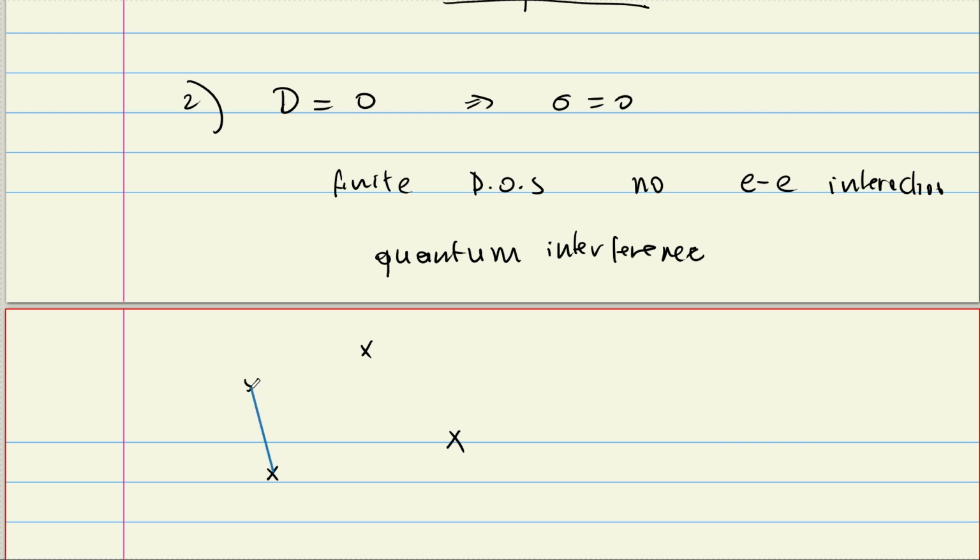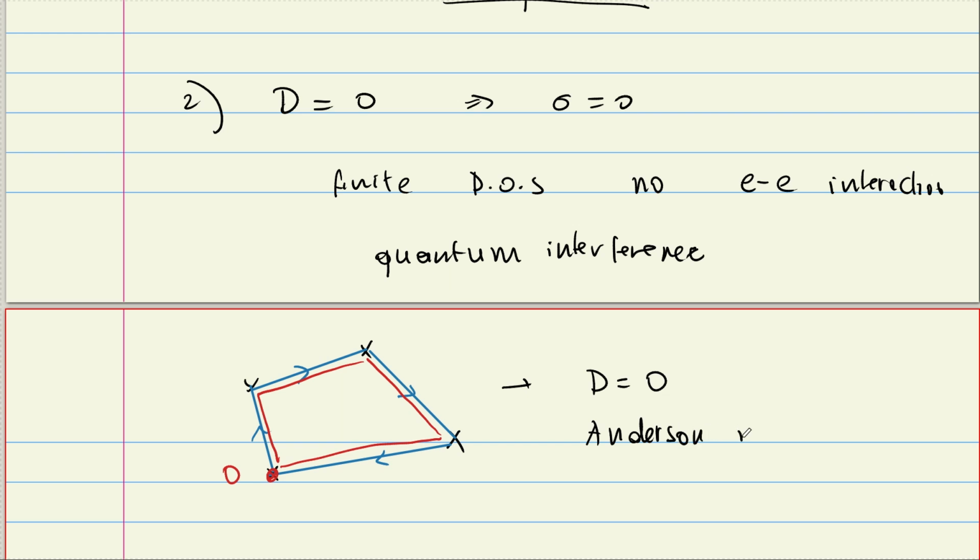So an electron can go from here to here to here and come back. Or it can reverse and go the other way, like this, like this, like this. These two paths are exactly the same thing, reversed in opposite ways. They are going to interfere destructively, and that means they cannot diffuse away from the starting point, the origin. In this case, D is going to be 0, and this is what we call an Anderson insulator.